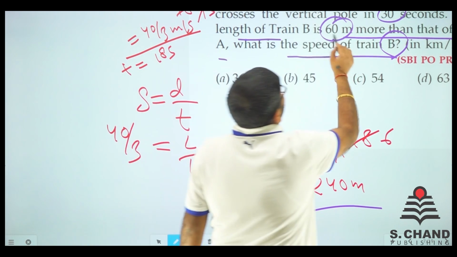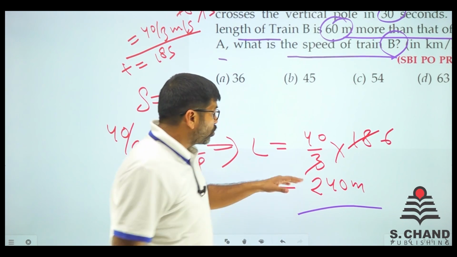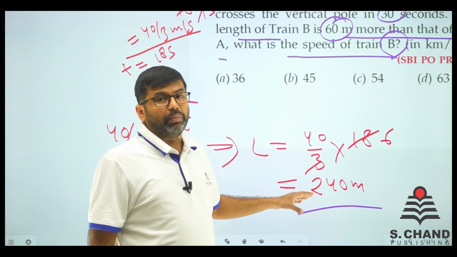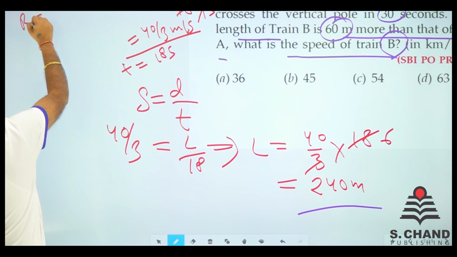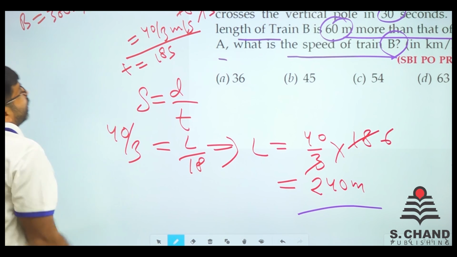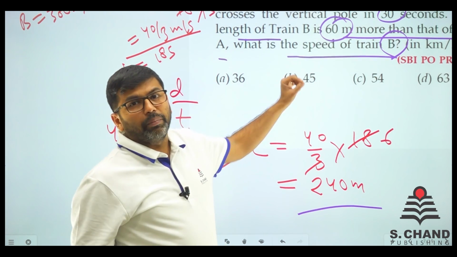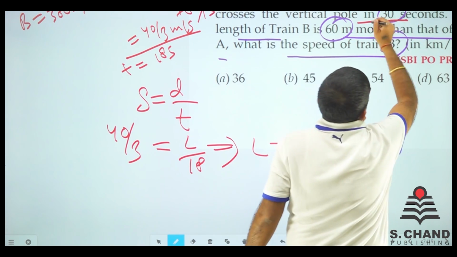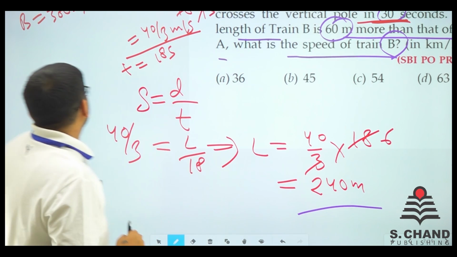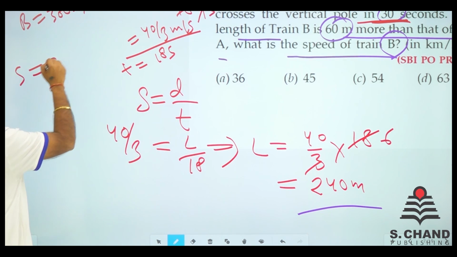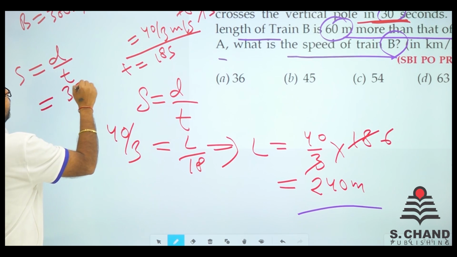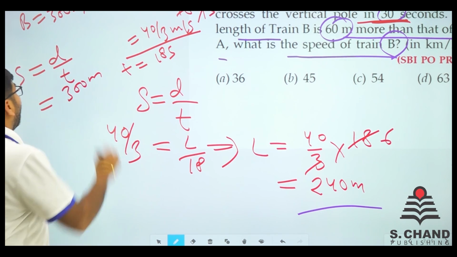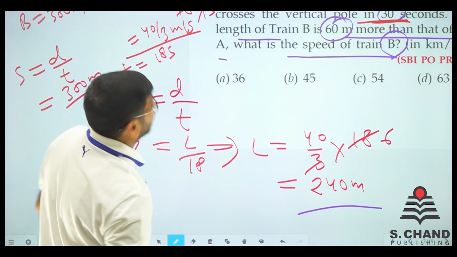And train B is 60 meter more than that. So if train A is 240 meter, train B will be 60 meter more. So B train is 300 meter. Now what is asked? Speed of train B, right? And it takes 30 seconds to cross the pole. So again I do the same thing. Speed is equal to distance upon time. Distance is 300 meter, that is the length of the train, and time is given, 30 seconds.